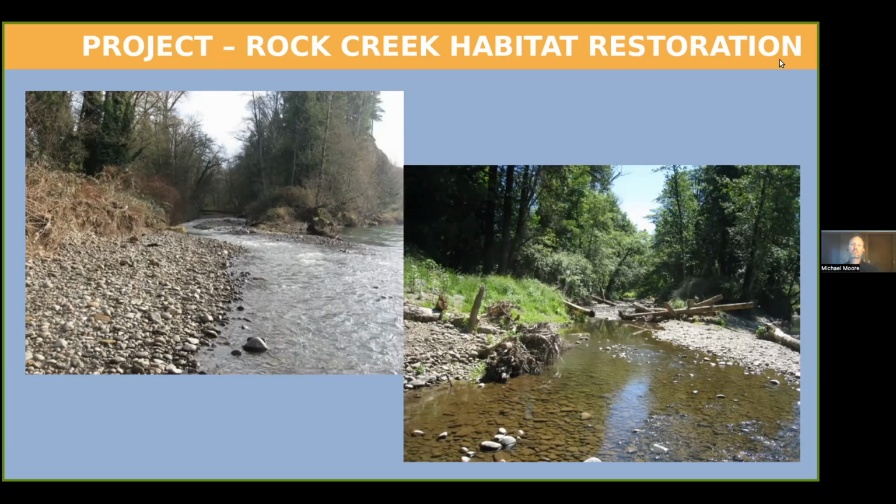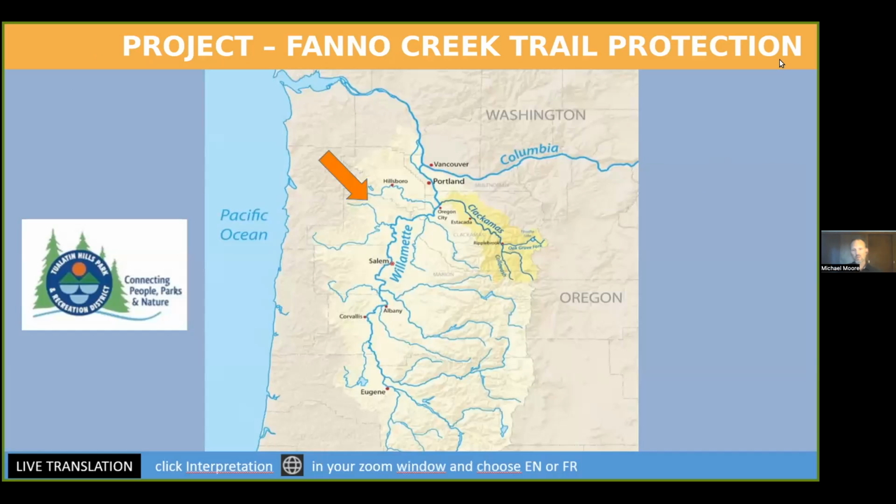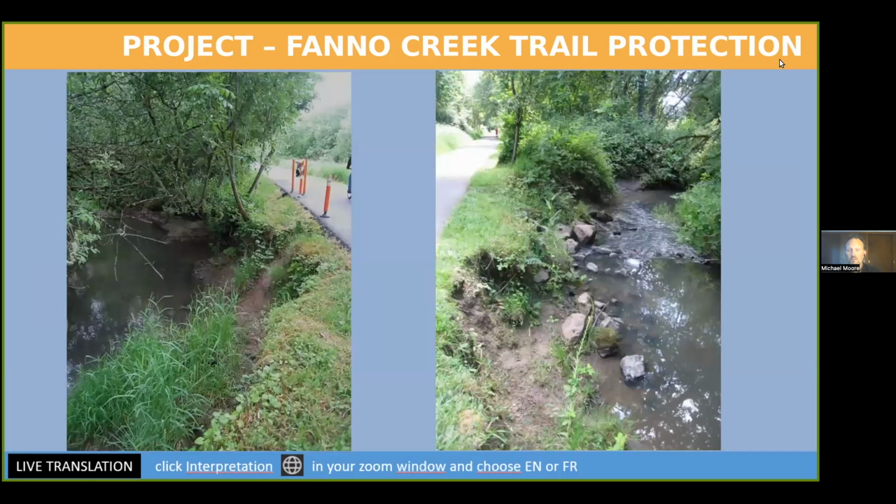Okay, now moving on to the second project, now on the left bank of the Willamette River in Fano Creek. This is in a highly suburban area in Tualatin, west of Portland. The project owner, Tualatin Hills Parks and Recreation District, wanted to protect a trail that runs through a park along Fano Creek. And you can see how erosion is threatening the stability of that trail. And so they requested that we come up with a solution that would include wood.